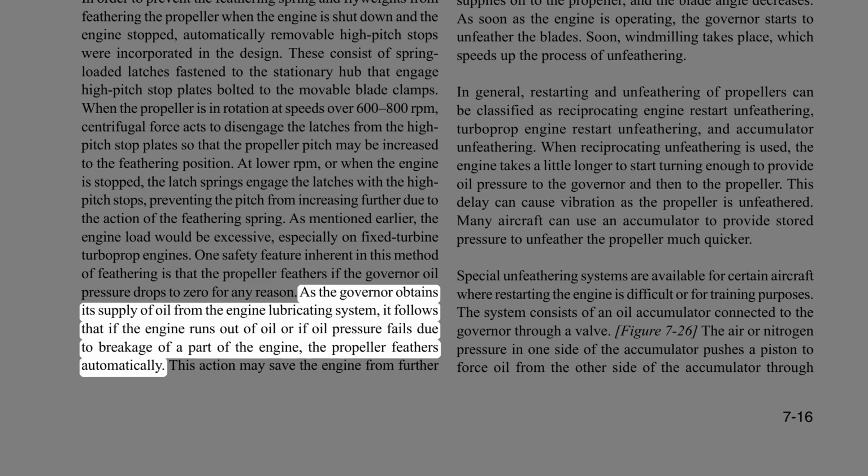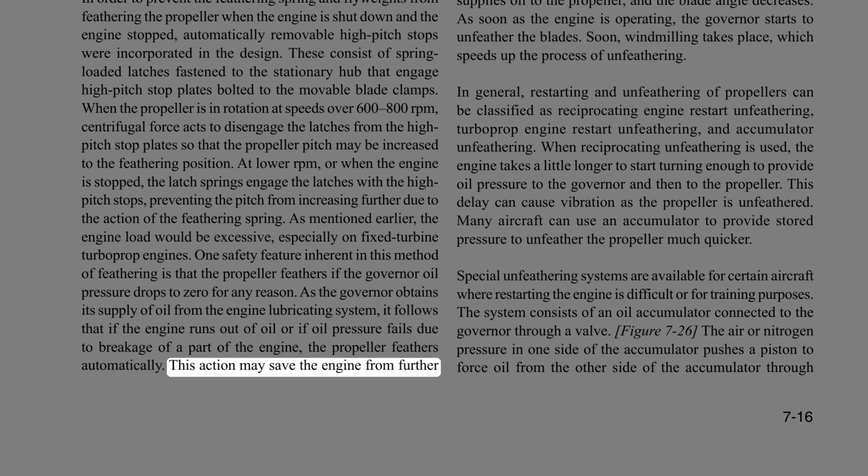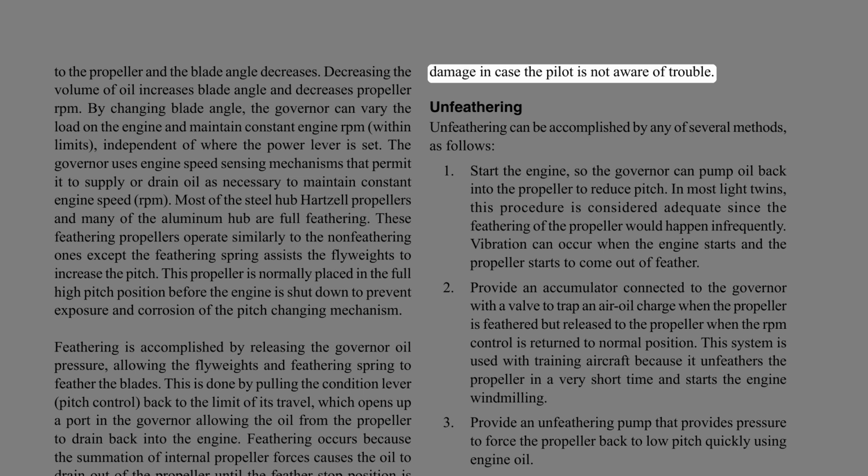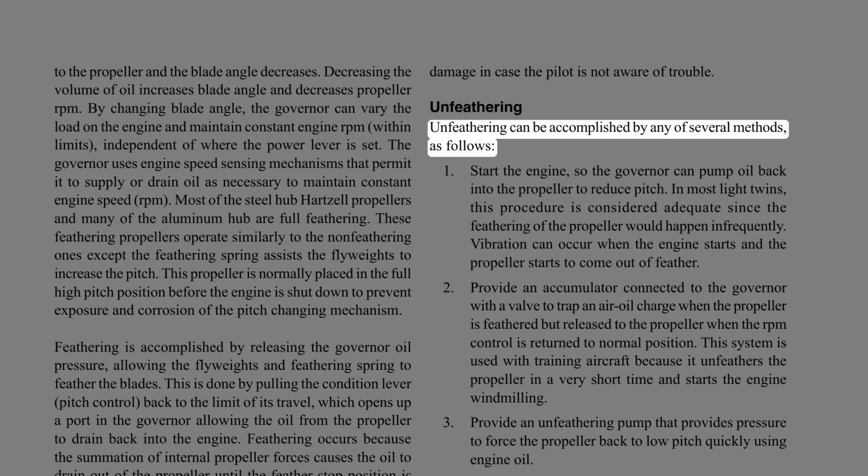As the governor obtains its supply of oil from the engine lubricating system, it follows that if the engine runs out of oil or if oil pressure fails due to breakage of a part of the engine, the propeller feathers automatically. This action may save the engine from further damage in case the pilot is not aware of trouble. Unfeathering. Unfeathering can be accomplished by any of several methods, as follows.